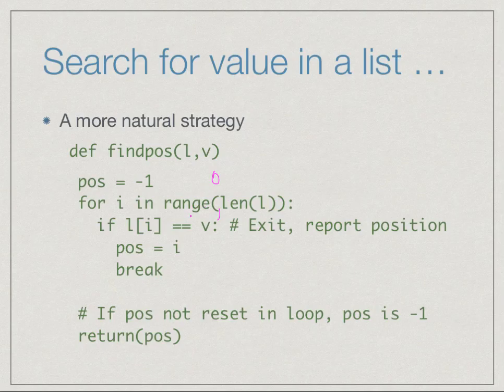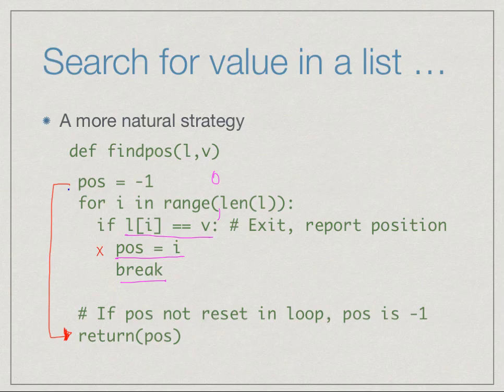And instead of checking x, we check L at position i. So if L at position i is v, then we set the position to this current value and we break. So by changing the variable that we put in the for, we have got a slightly more natural function. And again, we have this clever trick, which says that since we set pos initially to -1, if we did not reset it here, if no value in the range 0 to n-1 produced a list value which is equal to the value we're looking for, we will return -1 as before. So this requires this clever trick.